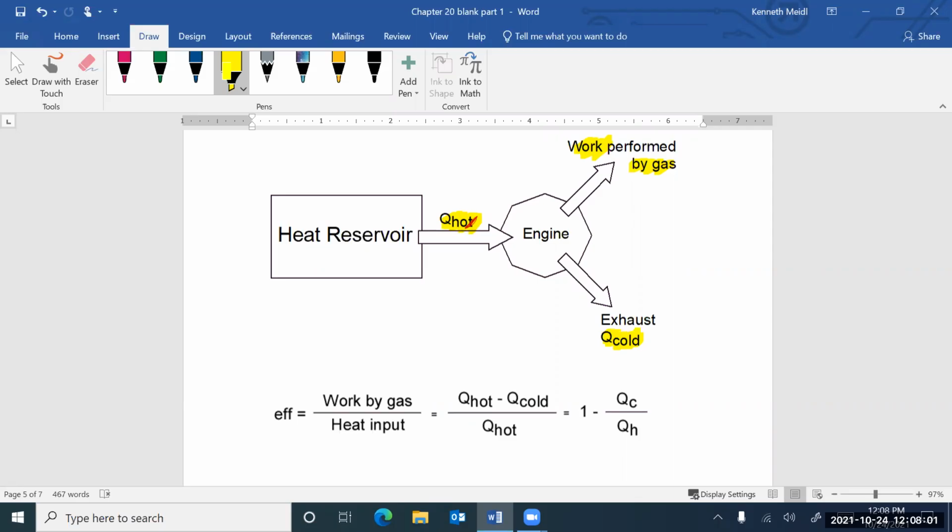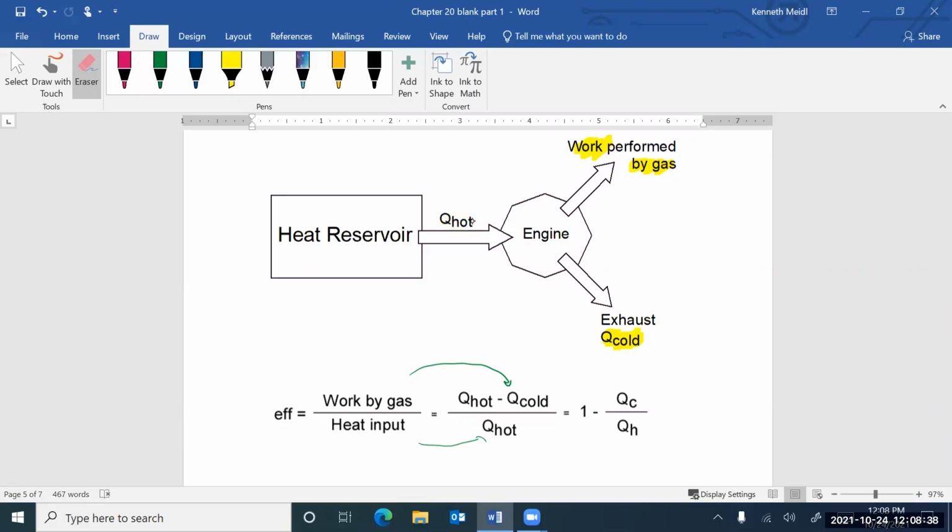Now, the work done by the gas, it probably makes sense to you, is going to be written as the difference between the energy that you put in and the energy that gets expelled. That is, if it's a good engine, it's using that difference as work. Right now we're not worried about inefficiencies with friction and those types of things. It's all thrown in here at one fell swoop. The heat that you input is this Q hot right there.